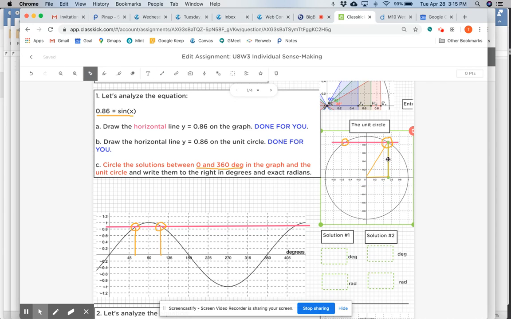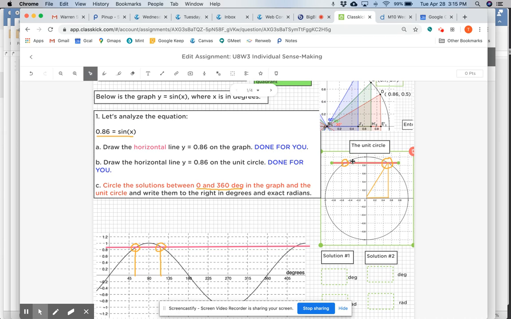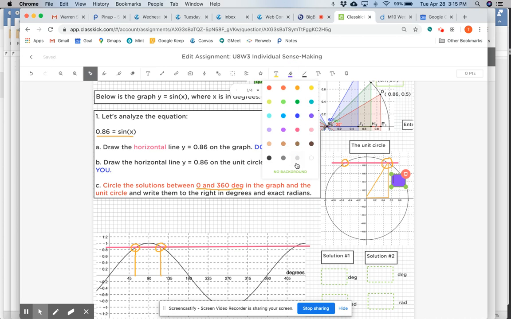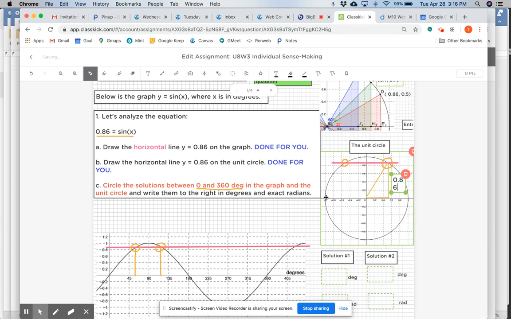Okay, so what I want you to think about is, this is y is equal to 0.86, so this height right here is 0.86. I'm going to put a quick text box that says 0.86, and I'll make that smaller right up here. Okay, now here's my question. Is that 0.86 a y value or an x value? And my answer to that, this is a y value. This is a vertical value here.